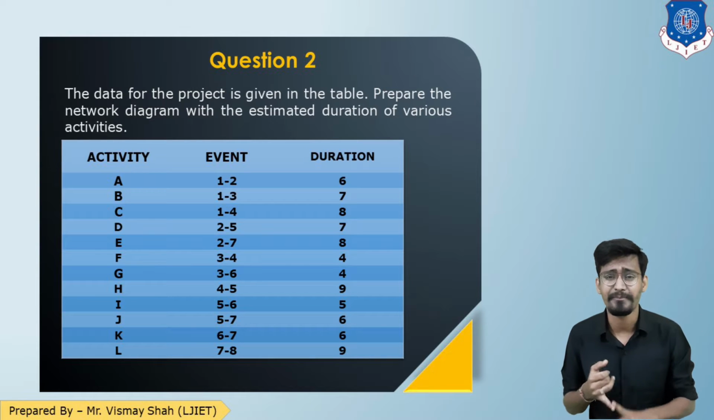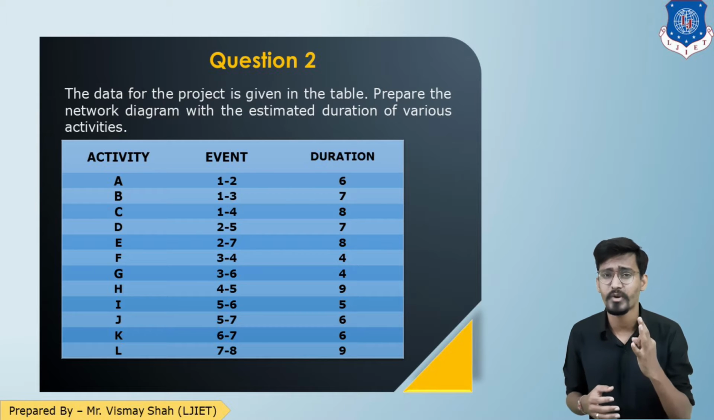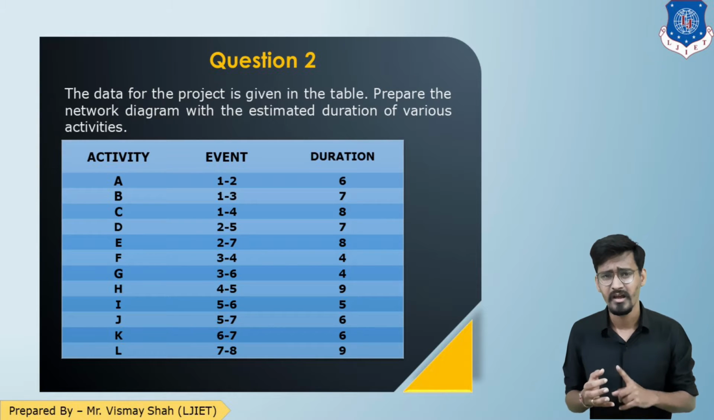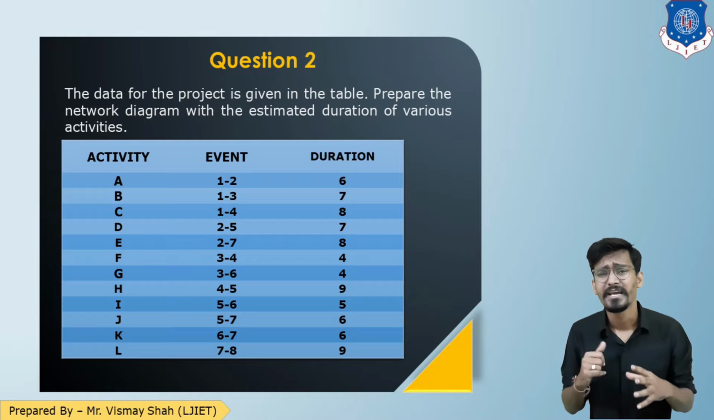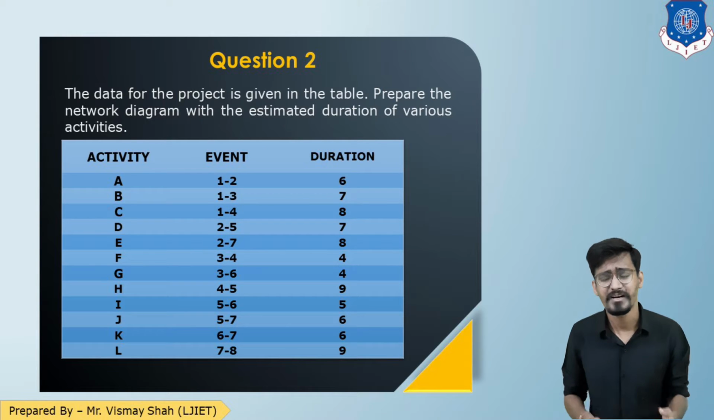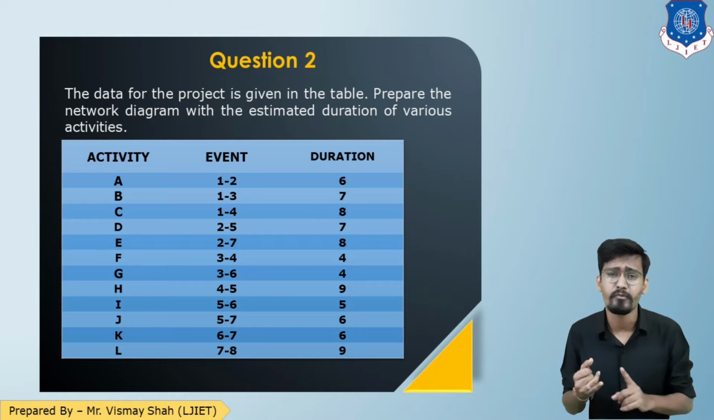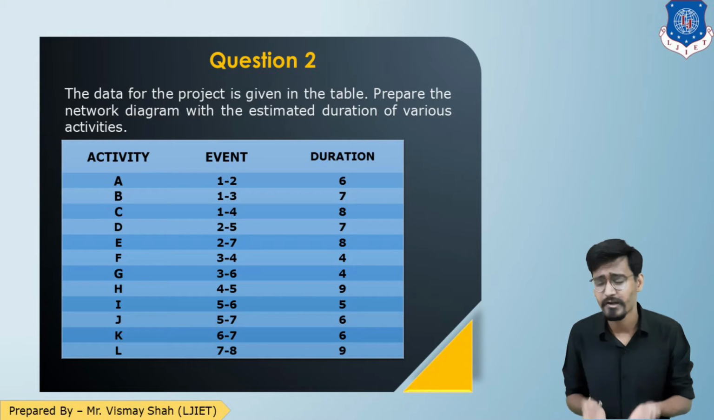So there are activities A, B, C, D up to L having event numbers. The circle numbers are given directly: 1-2, 1-3, 1-4, 2-5, 2-7, 3-4, 4-5, 5-6, 5-7. So all these event numbers are given and the activity durations are given. The first step is, if the network is directly given, then we can proceed with forward and backward pass.